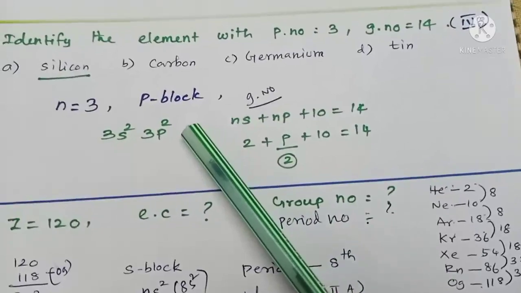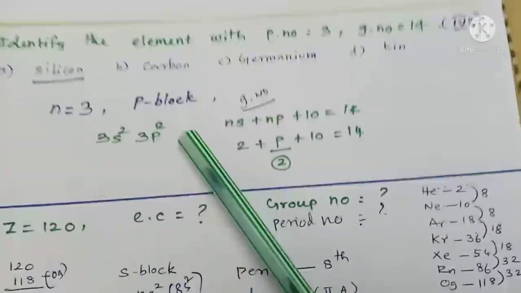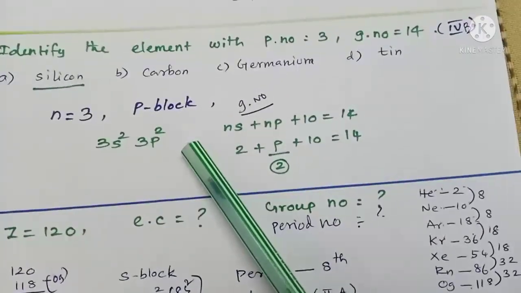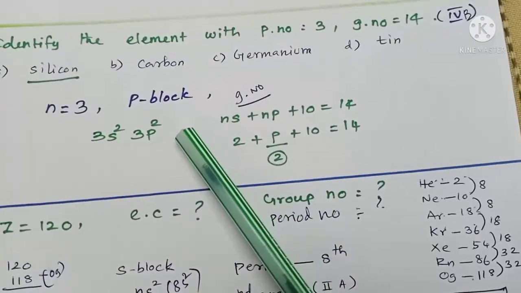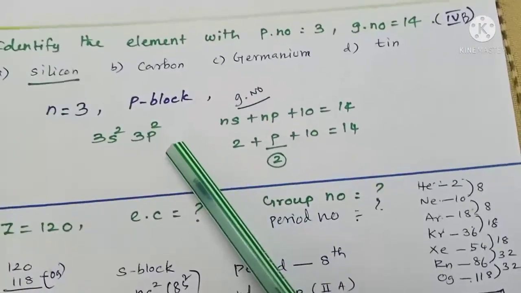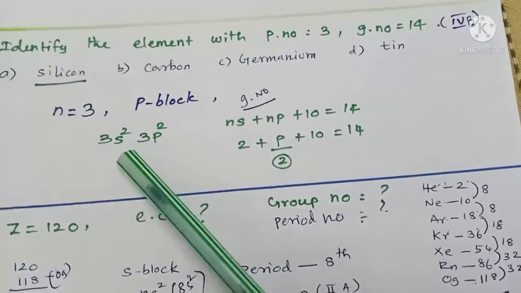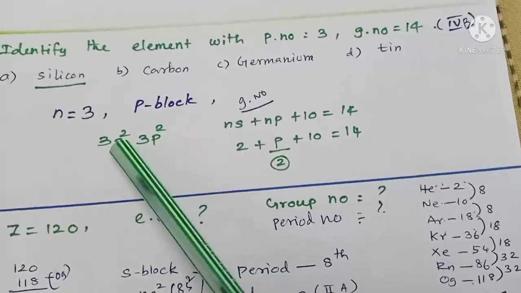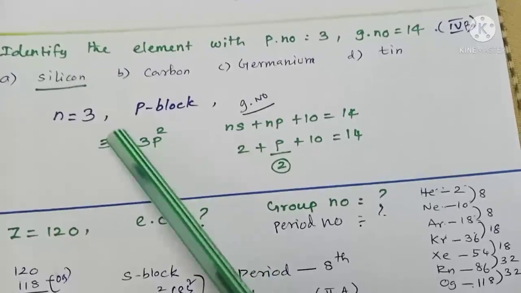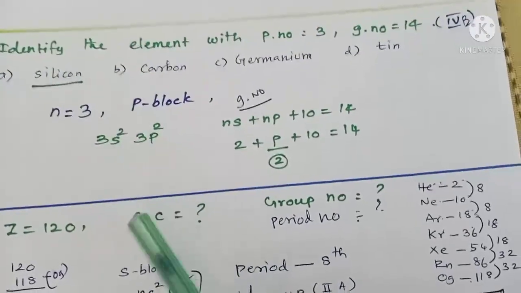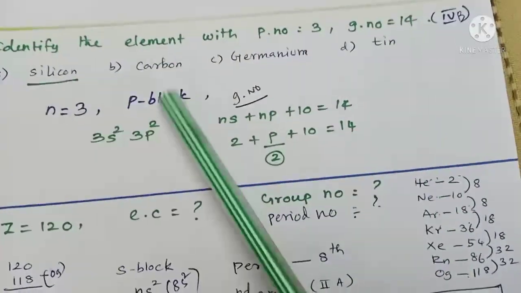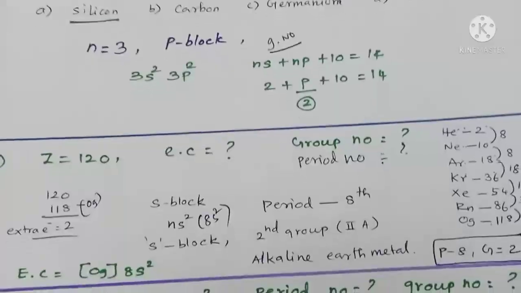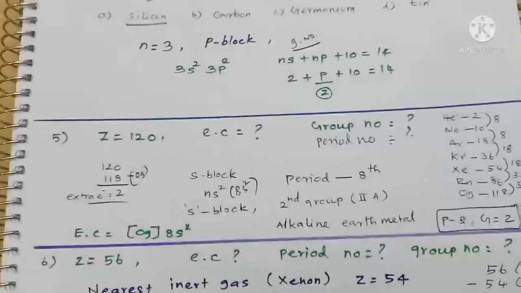Right. So group number 14 is nothing but the carbon group. Carbon has the valence configuration 2s2 2p2. Just below carbon you have silicon, which has 3s2 3p2. So the element with this 3s2 3p2 configuration is silicon, or otherwise the element which belongs to period number 3 and group number 14 is silicon. Okay, right. So next, let us move to the next question.